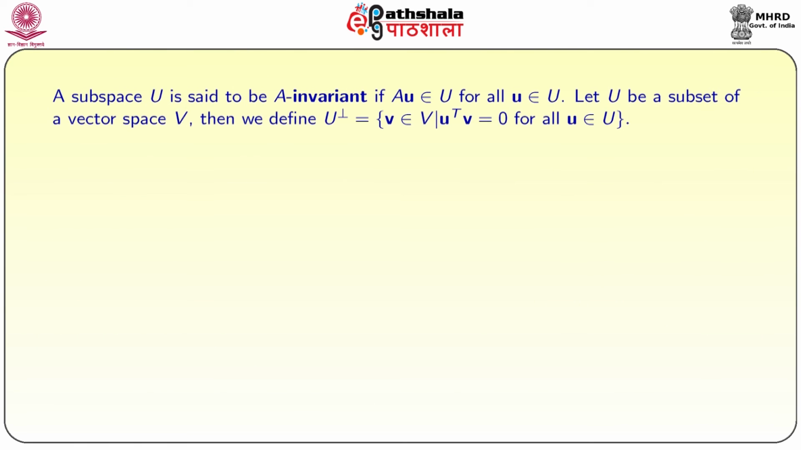A subspace U is said to be A invariant if Au belongs to U for all u belongs to U. If U is a subset of a vector space V, then we can define U perp as the set of all vectors v in V such that u transpose into v equals 0. That means all the vectors which are orthogonal to U are collected as U perp, where for all u this has to happen. That means the vector v is orthogonal to each and every vector in U.